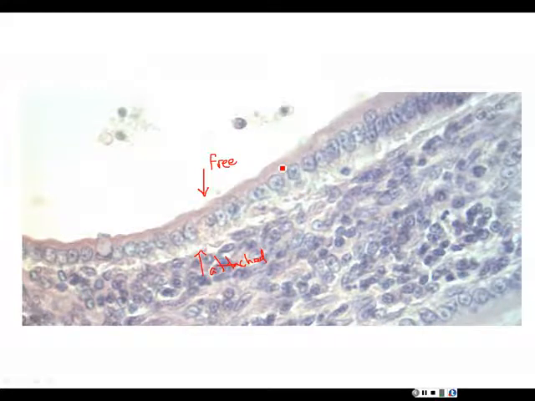The free surface is called the apical surface, and the attached surface is called the basal surface, or sometimes you'll hear the term basolateral. The basolateral surface sits on a sheet-like structure along there called the basement membrane, or basal lamina.